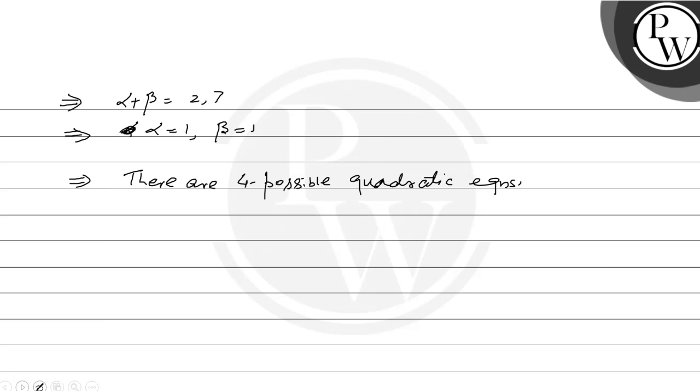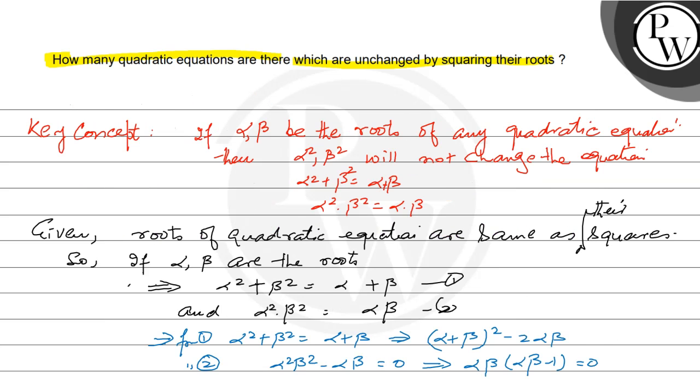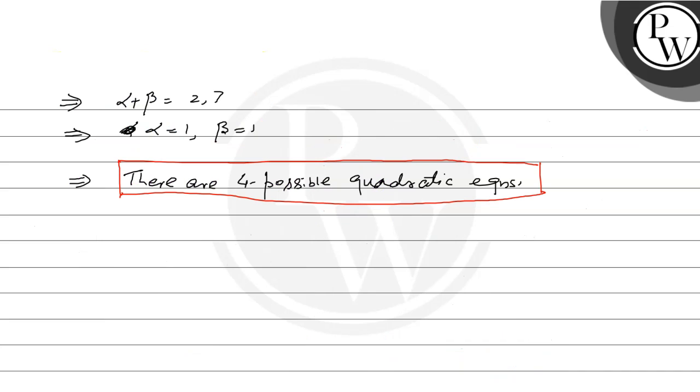They were asking how many quadratic equations are there, so I am highlighting it: there are four possible quadratic equations. This was asked in the question, and we have used a very simple key concept: if alpha, beta are the roots of any quadratic equation, then alpha square and beta square will not change the equation if alpha square plus beta square is equal to alpha plus beta and alpha square beta square is alpha beta. Clear? So we are getting that there are four possible quadratic equations.